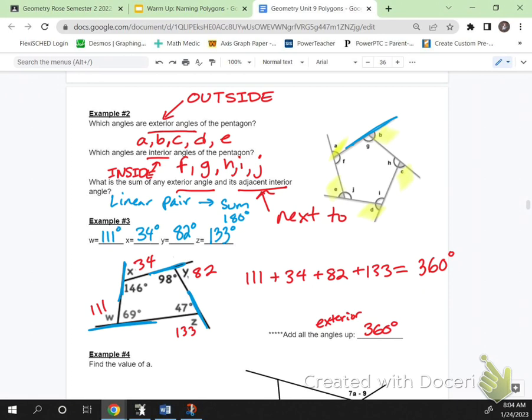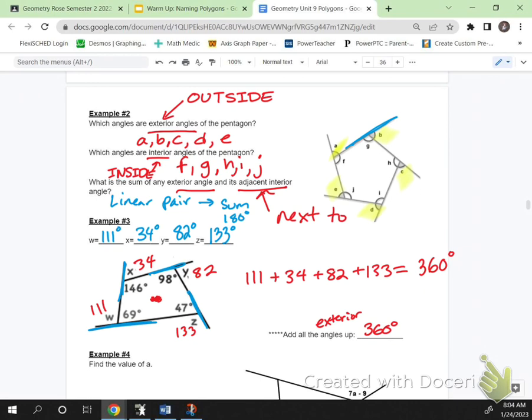To 360 degrees. Now notice, is this a regular quadrilateral or irregular? It's irregular because nothing is equal. Do we see the difference? So even on an irregular, they should all add up to 360. Okay?